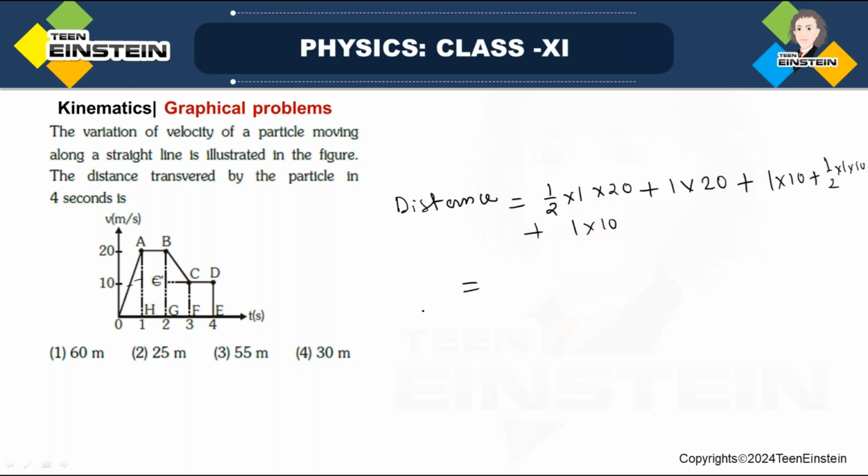Now let us see how much we are getting. This will give you 10. This is 20. This is 10 again. This is 5, plus 10. So 10, 10, 10. This 30 plus 20 is 50. So this is 55 meter.